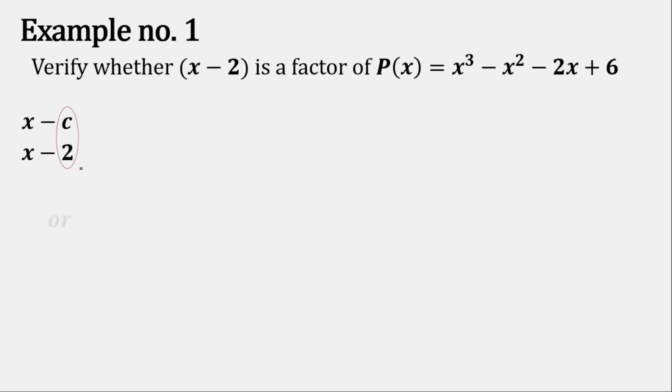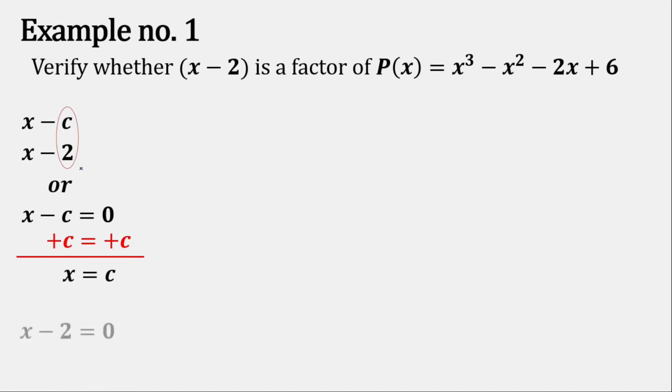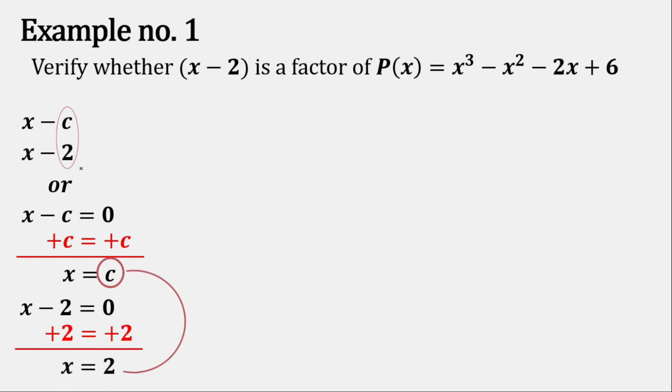But if you're having trouble with that, just equate x minus c to 0 and find the value of x, which is equal to the value of c. So it's safe to say that we can equate x minus 2 to 0 and find the value of x, which is 2, because 2 is also equal to c, because c is equal to x. So the value of our c is 2.